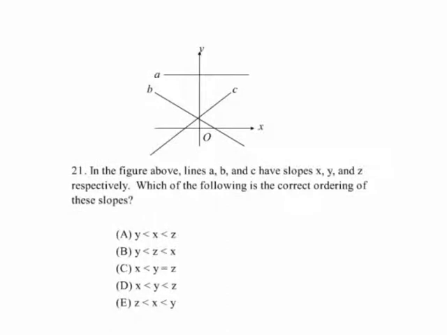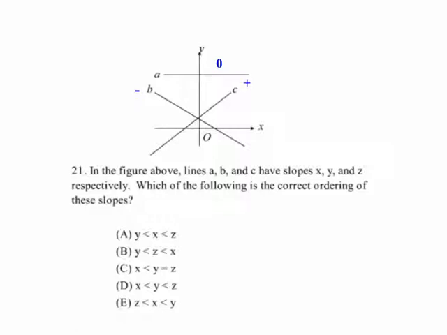In this situation, we have A, B, and C have slopes of x, y, and z. Which of the following is the correct ordering of the slopes? Remember that a slope is rise over run. How much the line goes up divided by how much the line goes across. Line A, remember a horizontal line has 0 slope. Line B, a line sloping down right to left has a negative slope. And line C, a line sloping up from right to left, has a positive slope.